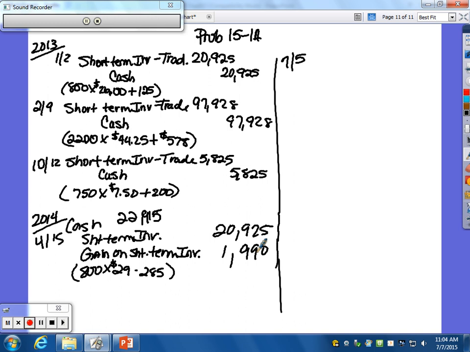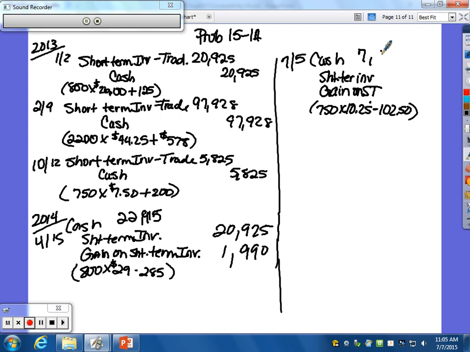So it's the same journal entry: cash, short-term investments and gain on short-term investments. So the amount of cash received, how many shares? 750 times what price? $10.25 minus what fee? The amount of cash you received was $7,585. Short-term investment was worth $5,825. So your gain was $1,760.